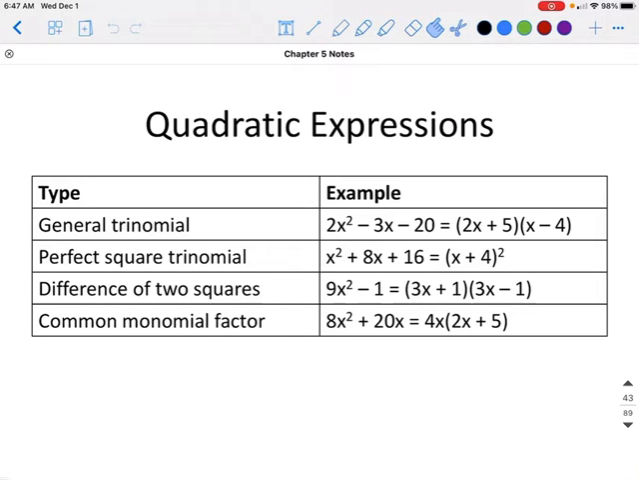And then we have a common monomial factor, which means there's something that you can factor out of both pieces. If you notice, we can factor out an x from both of these pieces, and 4 goes into both of them, so we can factor out a 4x and then just write down what is left.